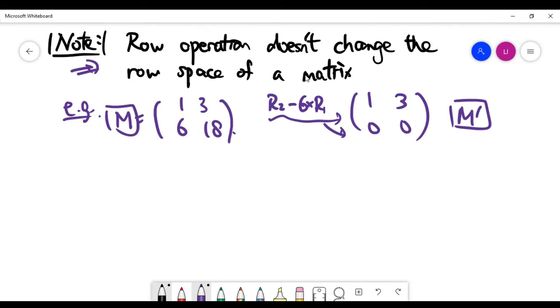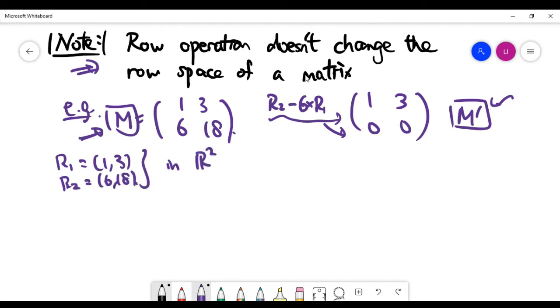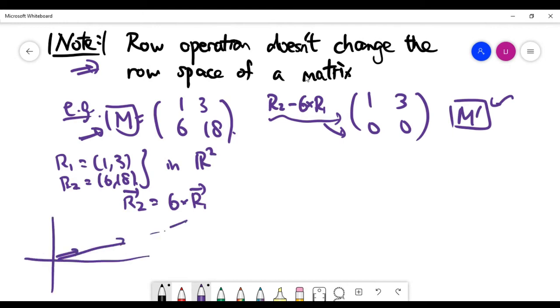Although the matrix M prime, of course, is not the same as the first matrix, right, let's look at the row space of the two cases. For the first one, row 1 is 1, 3, and row 2 is 6, 18. We easily notice that both vectors are in R2, and row 2 is 6 times row 1, right? It means they are along the same line. If you look at the xy plane, they are along the same line like this.